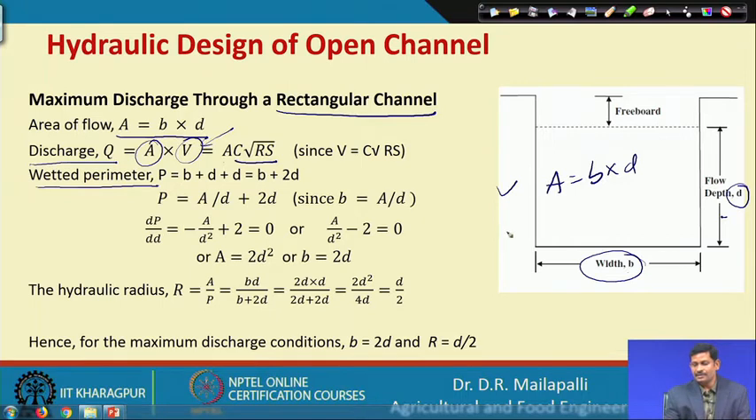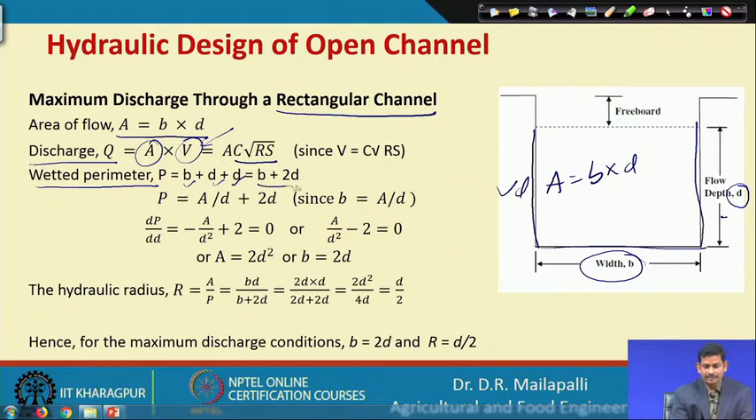Then the wetted perimeter P, as I said, is the sum of this plus this plus this. That is b plus d plus another d, so d plus b plus d.